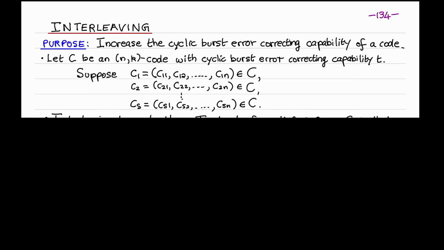I mentioned before the notion of interleaving. Interleaving is a simple idea that increases the cyclic burst error correcting capability of a code. Let C be an [N,K] linear code with cyclic burst error correcting capability T. Here I have S code words, and I've written out the coordinates of these S code words.